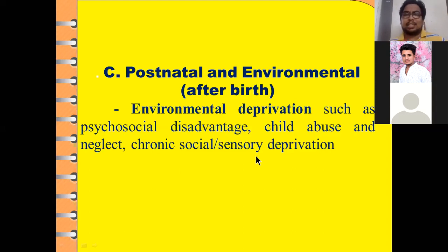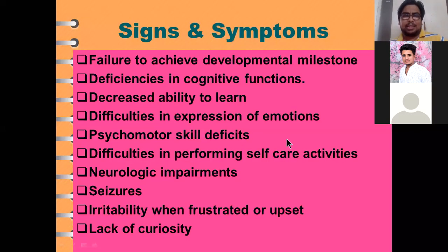Chronic social sensory deprivation, when the mother is not holding the baby, not feeding the baby, when there is a lack of care and lack of physical contact between the mother and the baby, can also lead to mental retardation. Particularly in India nowadays, the most common cause of mental retardation is child abuse, physical abuse as well as sexual abuse. Now let's see the signs and symptoms of mental retardation.